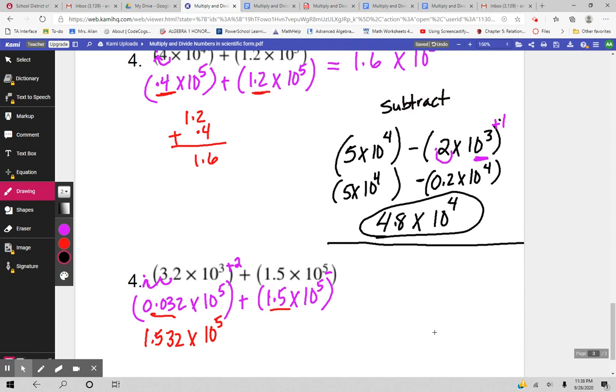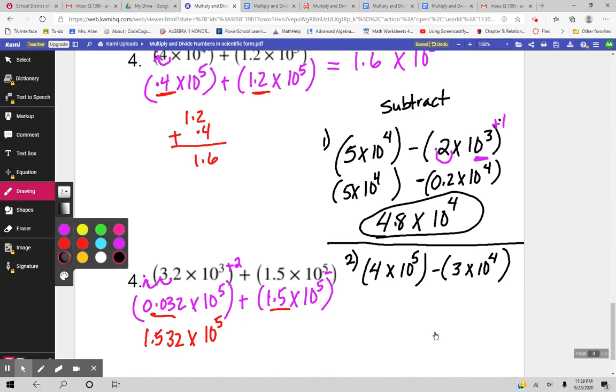Let's try another one. Subtract again. Here's another subtraction problem that we'll do. How about 4 times 10 to the 5th power minus 3 times 10 to the 4th power. It can be any power. Okay, so the powers have to match, but I wanted it to be similar to the one we did already.